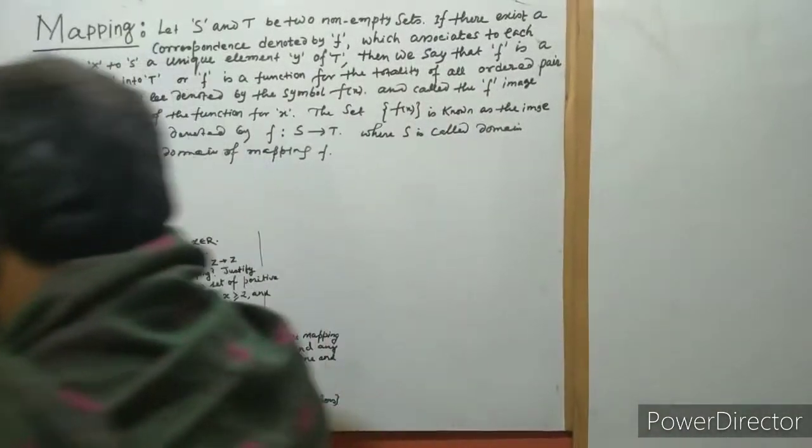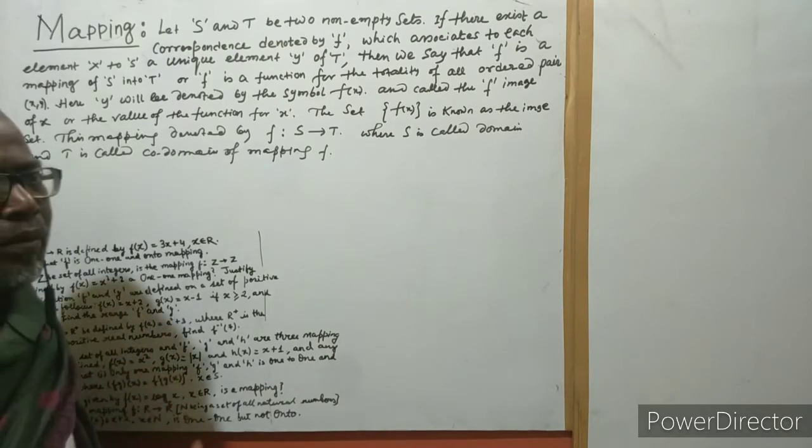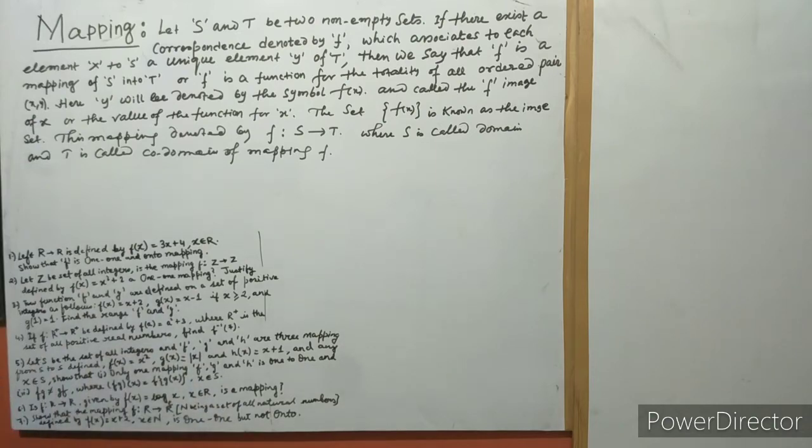This is your discussion about mapping. What is mapping? It is the relation between x and y. If a function is given as y equal to f of x, then the relation between x and y is called the mapping.